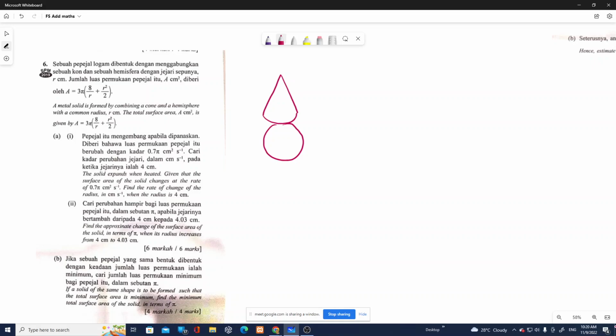What's more important is the formula, the area function, which is given by 3 pi 8 over radius plus radius square over 2. So the surface area is a function of the radius, r. Given that the surface area of the solid changes at a rate, this topic is rate of change, kadar perubahan.